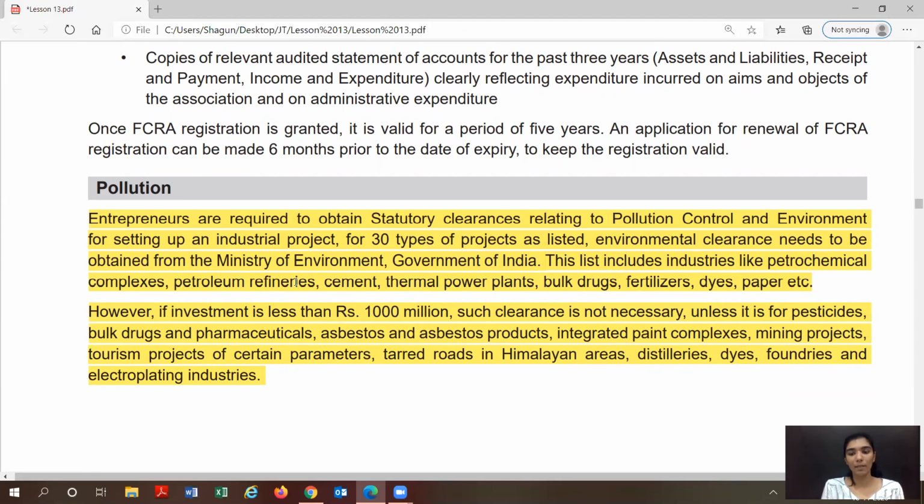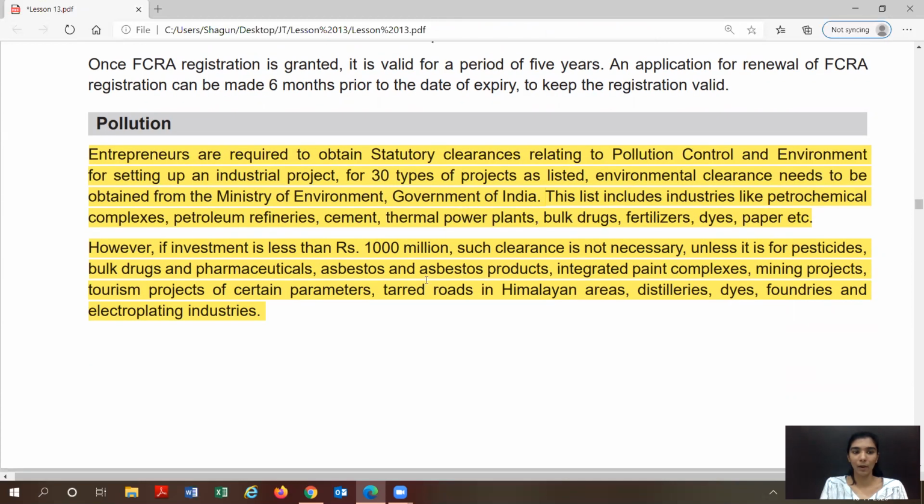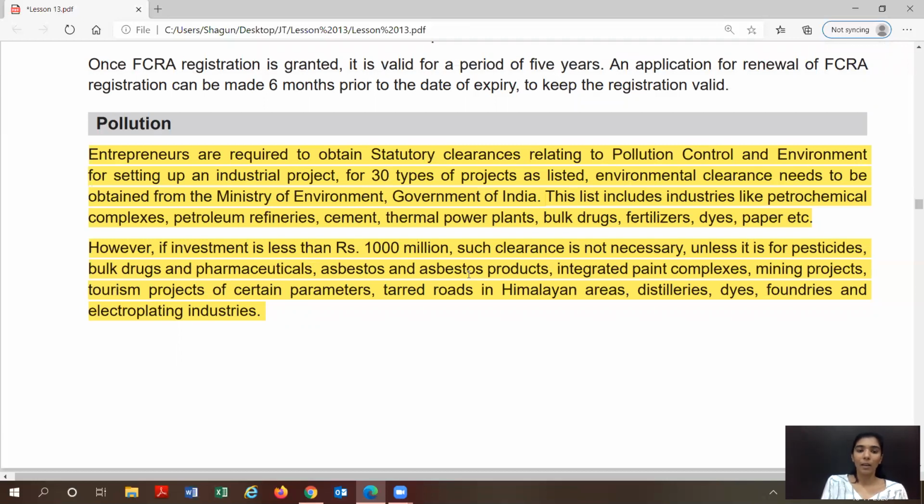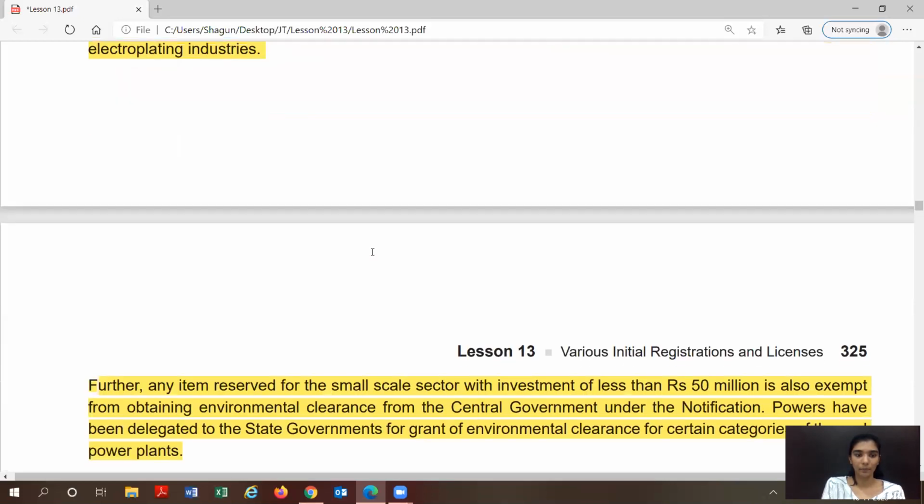Now for pollution. Any person who is setting up a business, they have to apply also for pollution clearances. Around 30 types of projects are there for which environmental clearances are required. However, if the investment is less than 1,000 million, then such clearance is not required, except for pesticide business. ये सब already hazardous business होता है, asbestos, mining projects, तो इनको करना ही पड़ेगा apply for pollution clearances के लिए. But अगर otherwise, if your investment is less than 1,000 million, then you are not required to apply for pollution clearances.